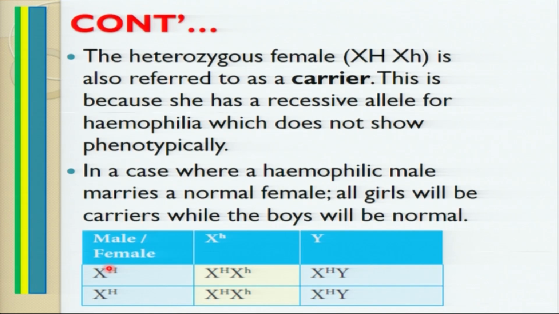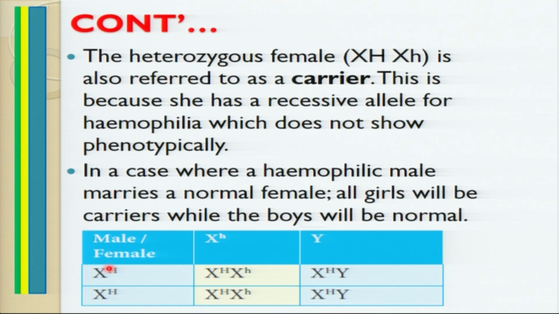Good. So the heterozygous female, this is a heterozygous female. Here, if you see, this is a heterozygous female. This is a homozygous female. This is a carrier. If I mention a carrier, that is a hidden character. You can't see it phenotypically, in outward appearance. But internally, there is a disease which you can't identify. This is because she has a recessive allele for hemophilia, which does not show in the phenotype.